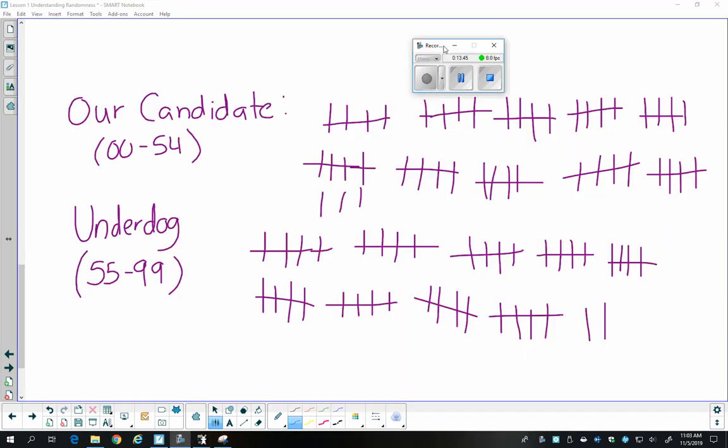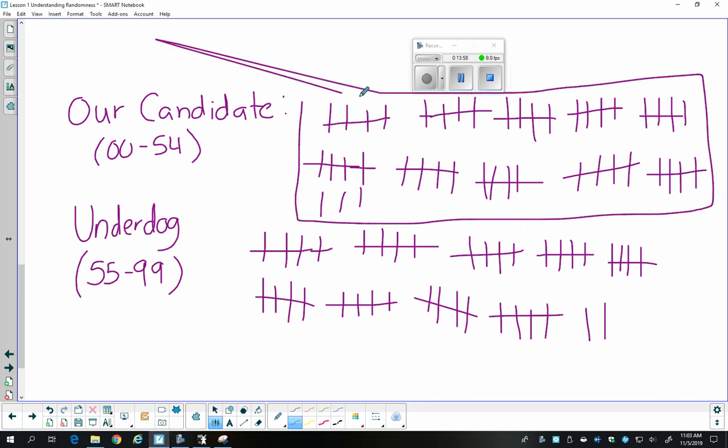Okay, so I've completed 100 repetitions of the component. That means 100 people voted, and you can see that our candidate got 10, 20, 30, 40, 53 of the 100 votes. So it was really close, but they won. And so that would be one trial doing 100 random numbers representing 100 votes.